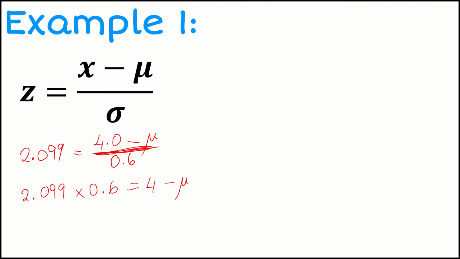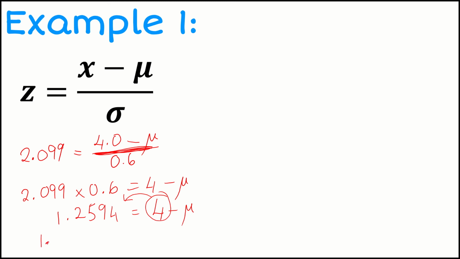I'm going to grab my little calculator and say 2.099 times 0.6 is equal to 1.2594. And that's equal to 4 minus the mean. So I was just simplifying that side. Now what I want to do is get the mean by itself because that's what I'm trying to solve. So I'm going to take that value of 4 and move it to the other side. If it's positive on the right hand side of the equals, when I move it across it'll become negative.